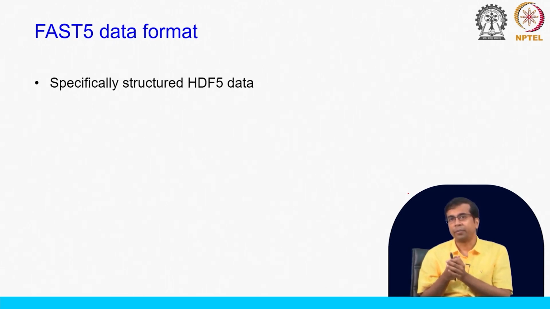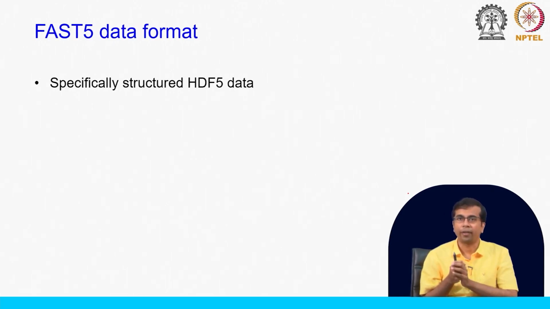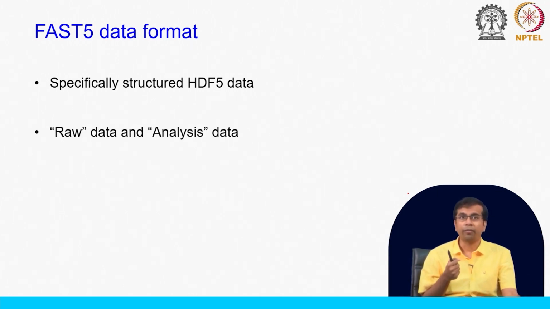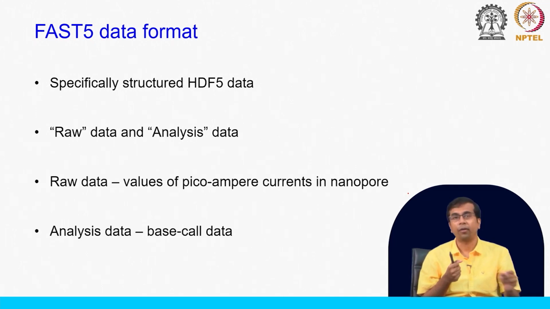FAST5 is a specific structure of this HDF5 data. It is a simplified version, not as complex. What you have is something called raw data and analysis data in FAST5. So, what is this raw data in FAST5?